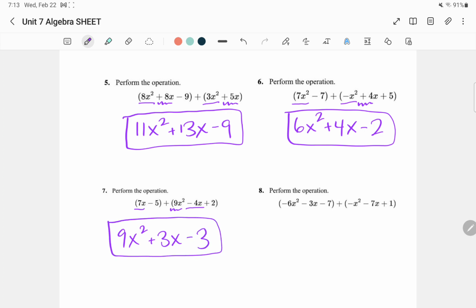For number 8, my like terms are negative 6x squared and negative x squared. Negative 6 minus 1 is negative 7, so negative 7x squared. Then I have minus 3x and minus 7x. Minus 3x minus 7x, so negative 3 minus 7 is negative 10. So I have negative 10x or minus 10x. And then last, negative 7 plus 1 is negative 6. So I have minus 6 right here.